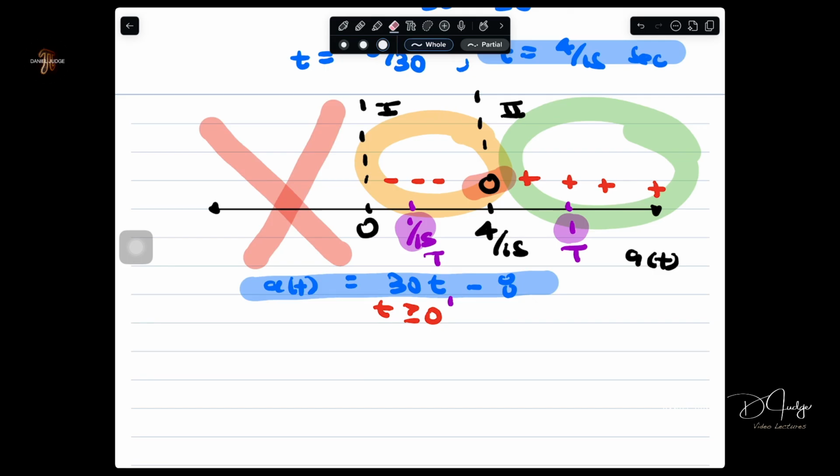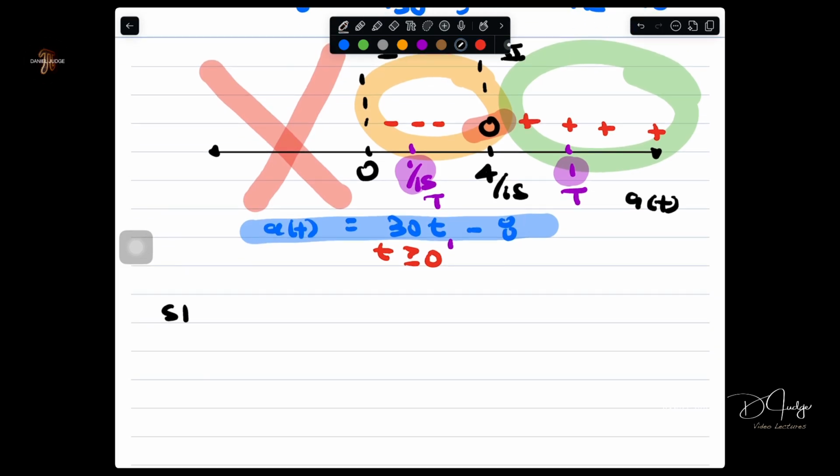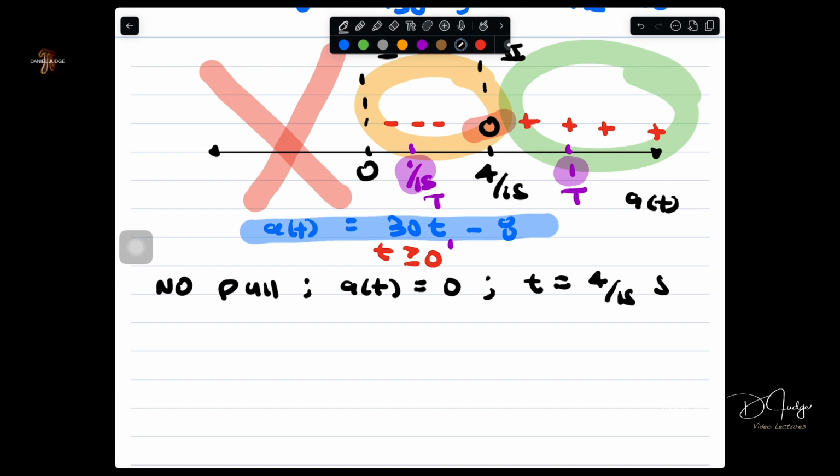All right, let's see what that means here. So your particle has no push or pull, we'll say no pull, when acceleration is 0, and that happens when t is 4/15 seconds. We already answered that. That's what they're talking about right here.